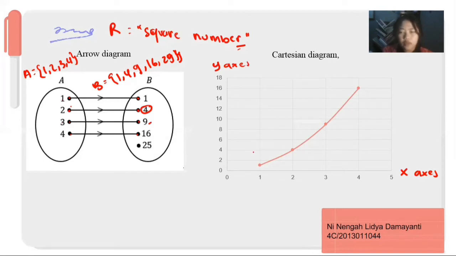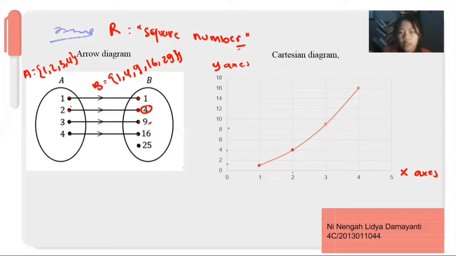So for the same example, we put the member of set A on the x-axis and the member of set B on the y-axis like this. And then we pair the member of set A and set B, such as 1 with 1 because 1 is the square number of 1. And then we pair 4 with 2 because 4 is the square number of 2, and then make a dot here.